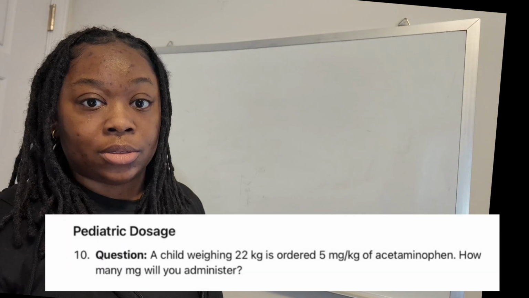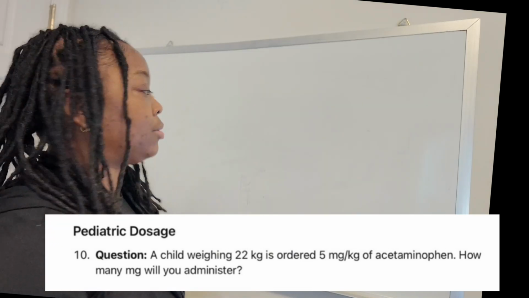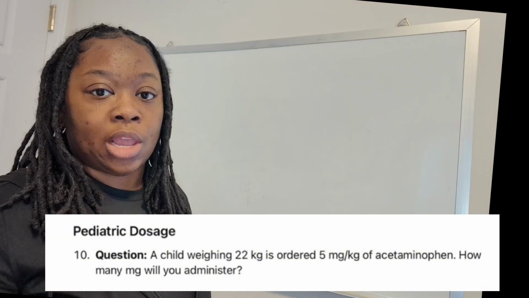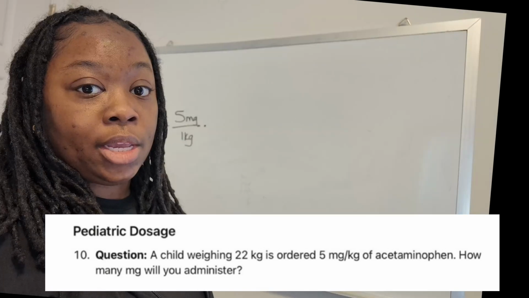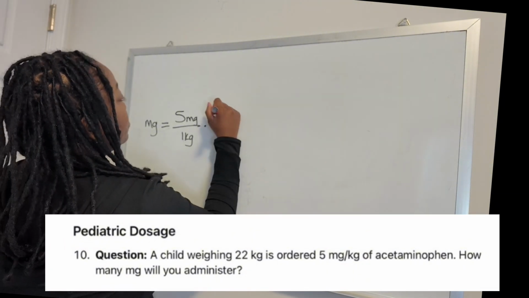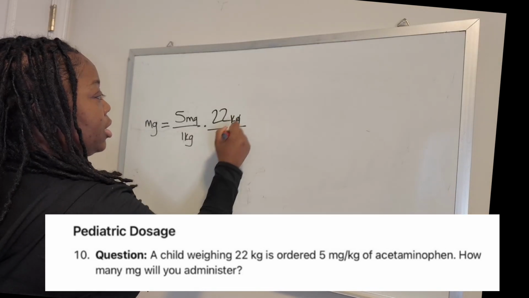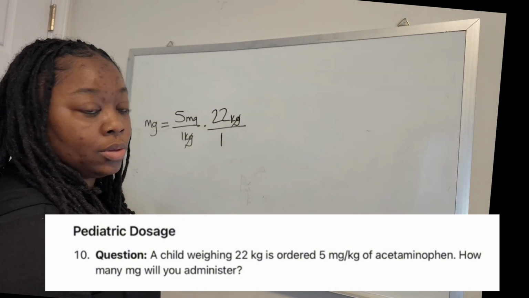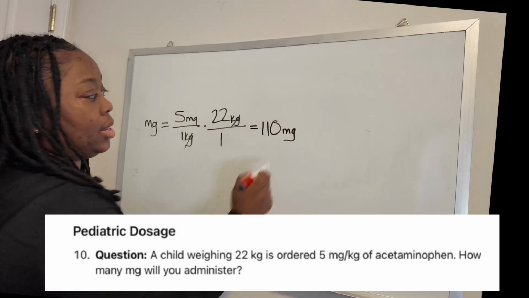Okay, so now we're going to do a dosage calc for a pediatric patient, which is number 10. It's asking how many milligrams will you administer? Put your milligrams on the side. Then look at what the doctor ordered. They ordered 5 milligrams per kilogram. 5 milligrams per 1 kilogram. Then you look and see, what does your patient weigh? And our patient weighs 22 kilograms. We're going to put 22 kilograms at the top over 1. Now you can mark out your kilograms. And you're left with milligrams, which is what we need, right? So from here, all you do is multiply the 5 by the 22, which is going to give you 110 milligrams. And that's your answer for that one.